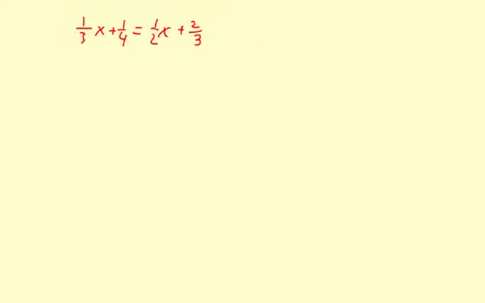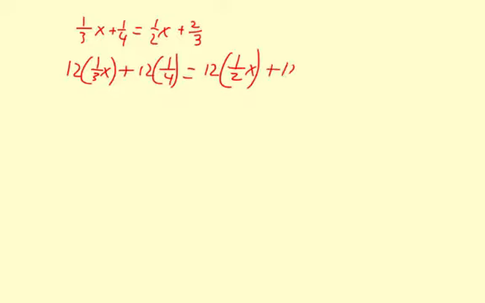3 and 4 is 12, because 3 times 4 makes 12, and 2 times 3 is 6, but 12 is the common denominator with 6. So 12 is my lowest common denominator. I'm going to multiply everything by 12. So 12 times 1/3 x plus 12 times 1/4 equals 12 times 1/2 x plus 12 times 2/3.